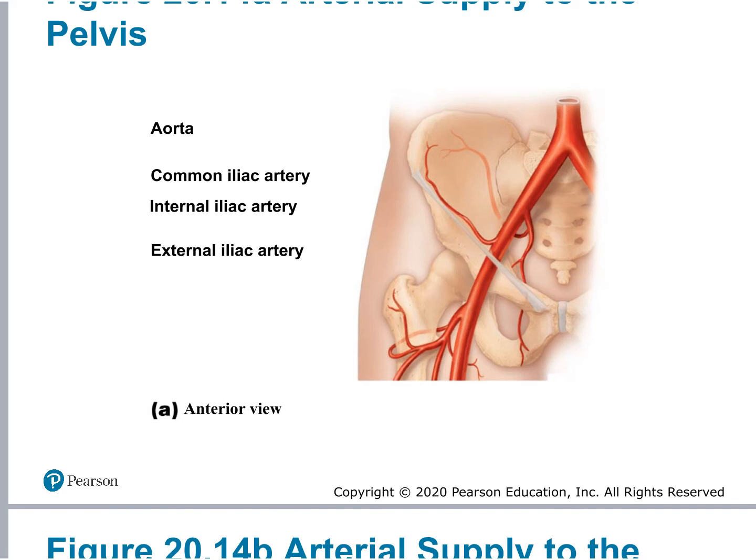This is showing you what happens to the aorta as it travels through the pelvis. So the aorta, right here, splits, becomes the common iliac artery. So here's the common iliac artery. Then it splits into an internal iliac going inside the pelvis. The external iliac then goes around the pelvic brim, continues down through the thigh to become the femoral artery right here. So let's draw lines to them.